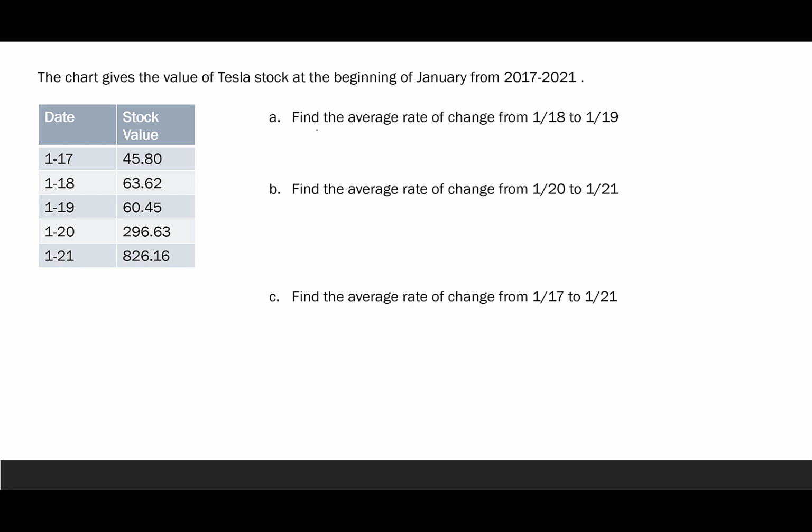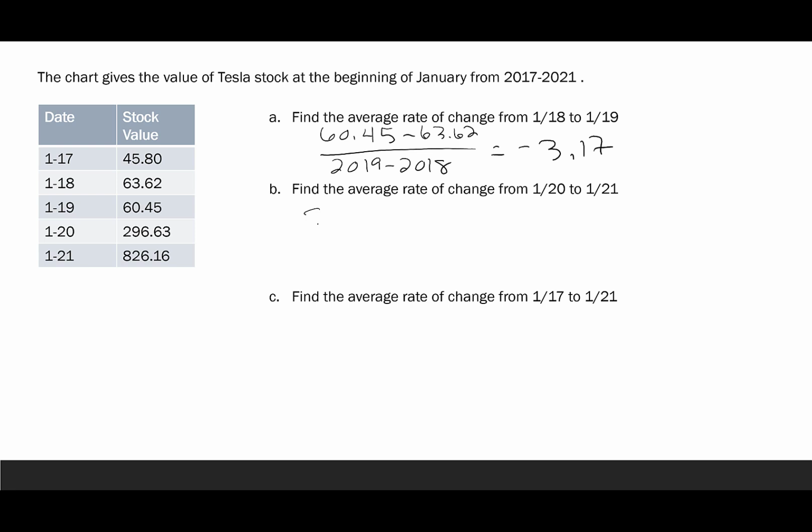In 2019, the stock was 60.45. In 2018, it was 63.62. And we know that's only 1 year difference. So I see that's a negative 3.17. I'm not going to write divide by 1. Let's do that for another set of years. I'm going to go from January 2020 to January 2021.